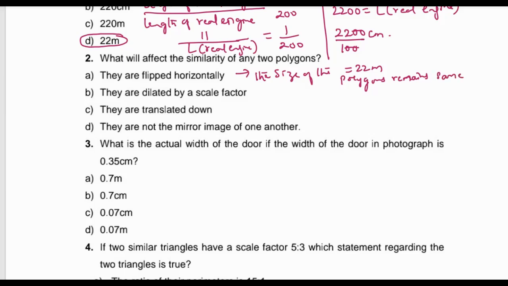Then second, it is given if they are dilated by a scale factor. If they are dilated by the scale factor, then the size of the similar triangle will be smaller.